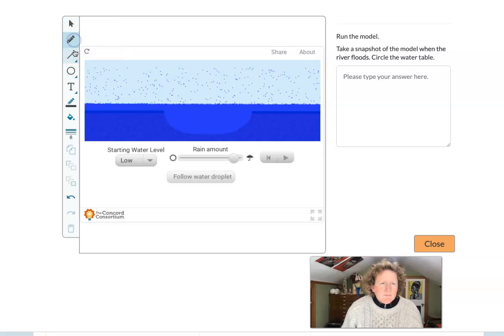Circling the water table seems kind of silly here, so I'm going to draw a line where the water table is. It's above the whole river system right now. It rained and rained and rained. It's time to get your boat out here, even if you live on land.